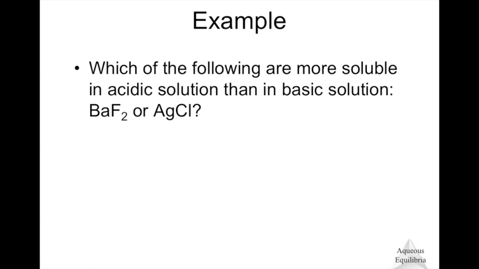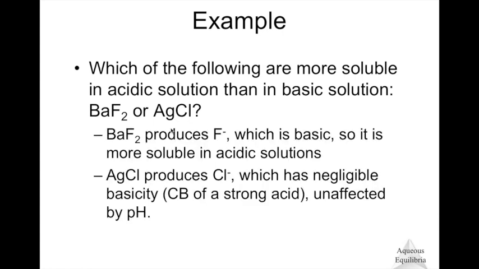And then silver chloride, chloride ion, is the conjugate base of hydrochloric acid. That's a strong acid, so its basicity is negligible. So in this case, barium fluoride is going to produce the F, which is basic, so that'll be more soluble in the acidic solution. And like I said, Cl, basically nothing, and so it's going to be unaffected by the pH.